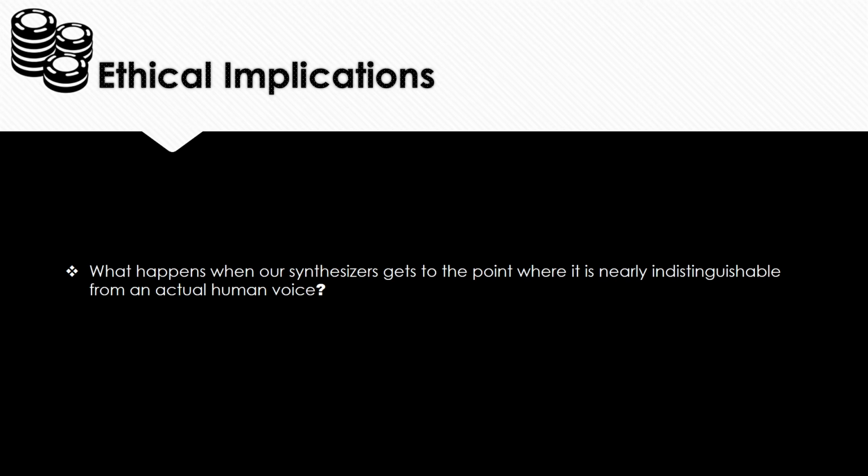So, just some ethical implications. When we ask the question, what happens when our synthesizer gets to the point where it is nearly indistinguishable from an actual human voice? When our AI speech synthesizer inevitably becomes good enough to be nearly indistinguishable from an actual human voice, our users will already be foolproof by then. This is because users would have been there for the development or iterative process and will know what speech undertones to look out for.